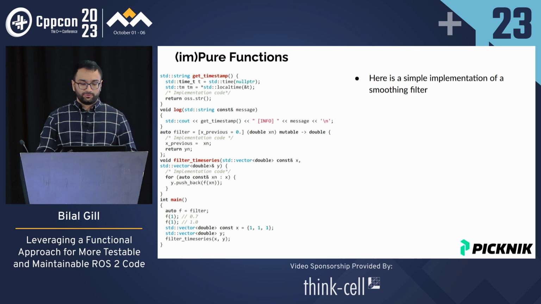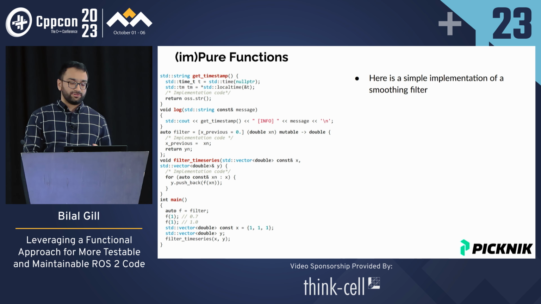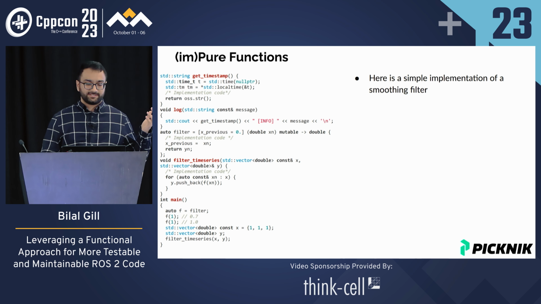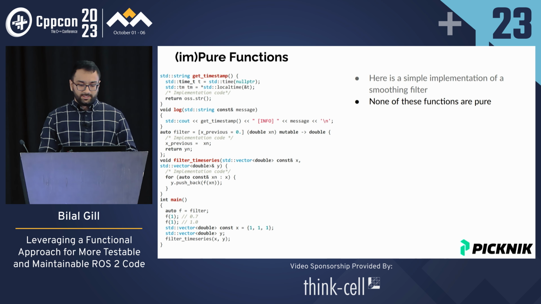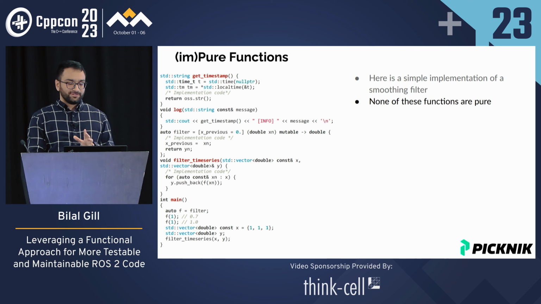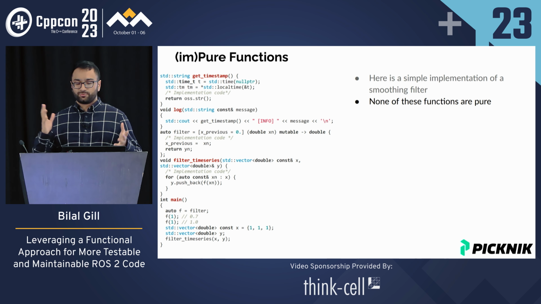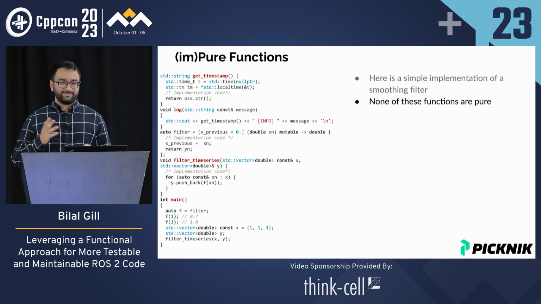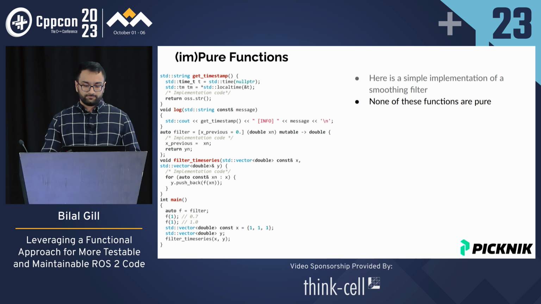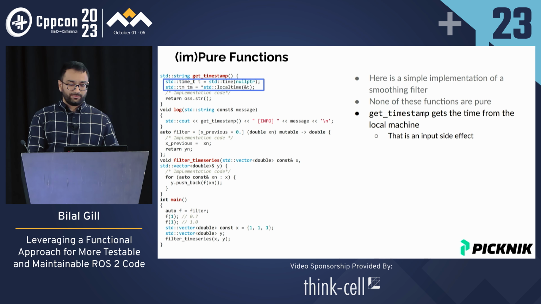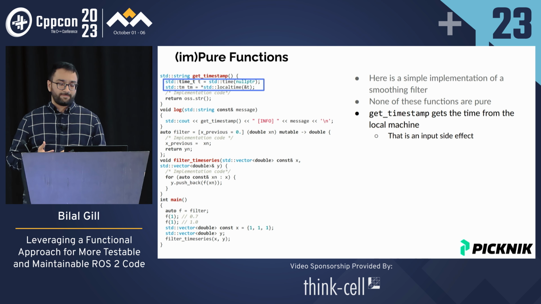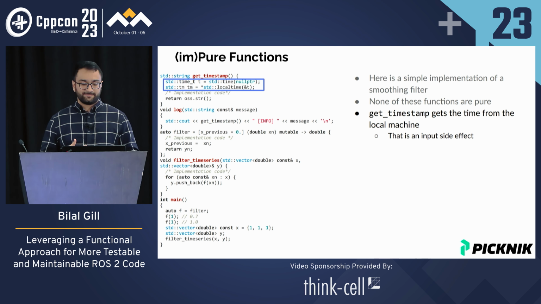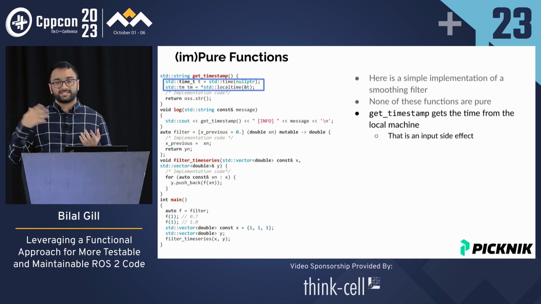So over here, I'm going to look at some impure functions. And what I've got is a simple implementation of a smoothing filter. So like I said, none of these functions are pure. And sometimes the reason why a function isn't pure can be sort of subtle. So over here, we have get timestamp. And it gets the time from the local machine. That is an input side effect because we're reaching out to the local machine to get the time.